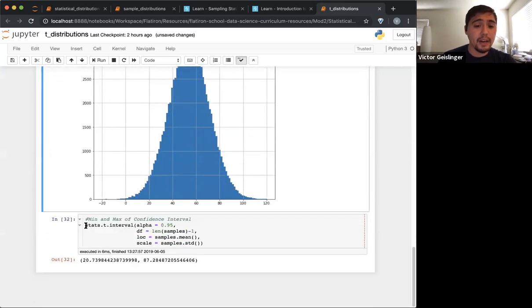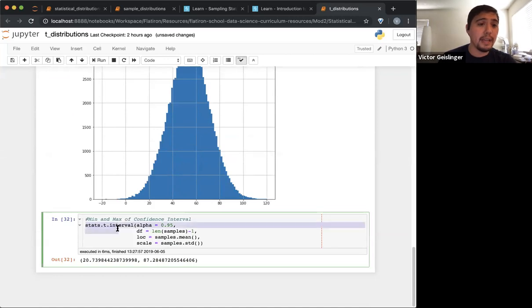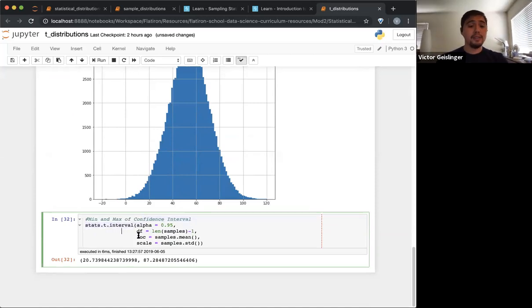And then we can actually get our t interval, and this would allow us to do our confidence interval for a t distribution. You can see here, if I run this, we have a 95% confidence that our population mean would fall between 20 and 87.2. So you can see 20 to 87.2. There's a pretty good chance that somewhere in there is our actual population mean.